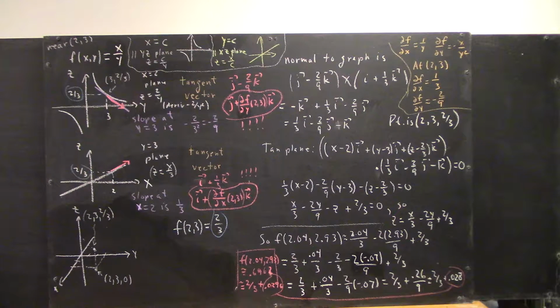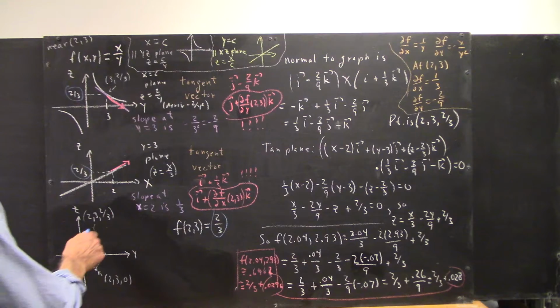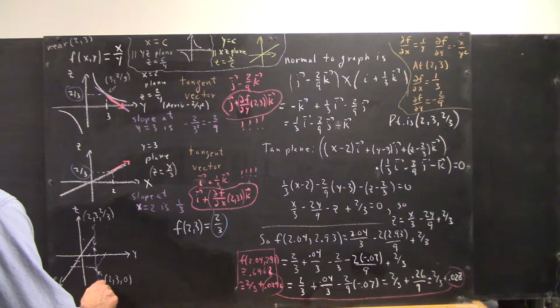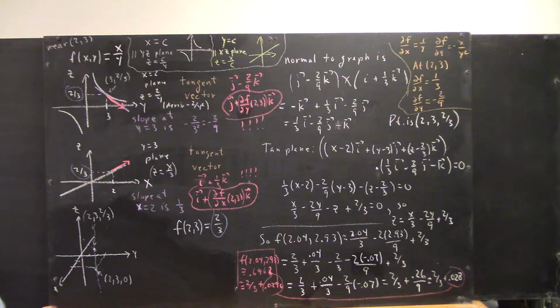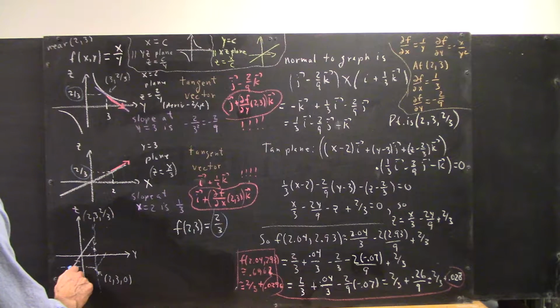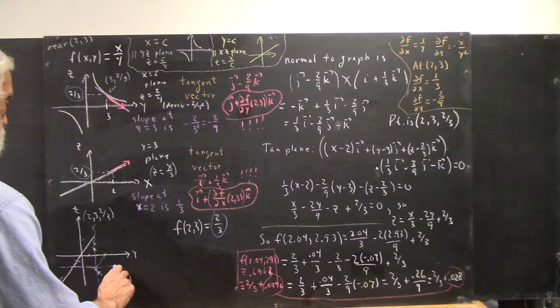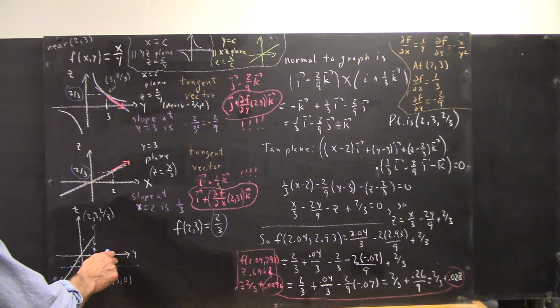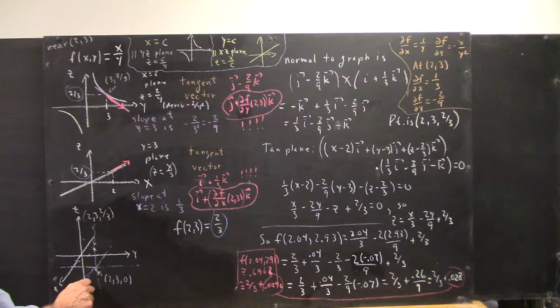I'll use blue here. Okay, so right there's a line that's in this plane, and right here is a line that's in this plane. This line being parallel to the z-axis, this line being parallel to the y-axis. And then we can have this line parallel to the x-axis.